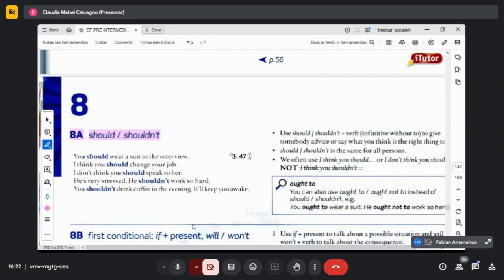Shouldn't. Should. Use should, shouldn't plus verb infinitive. Okay, the examples, los ejemplos que están a la izquierda.